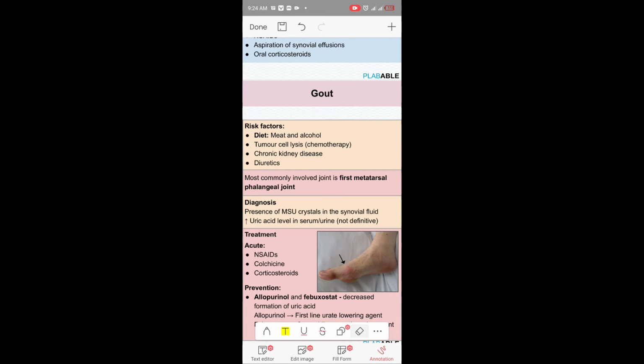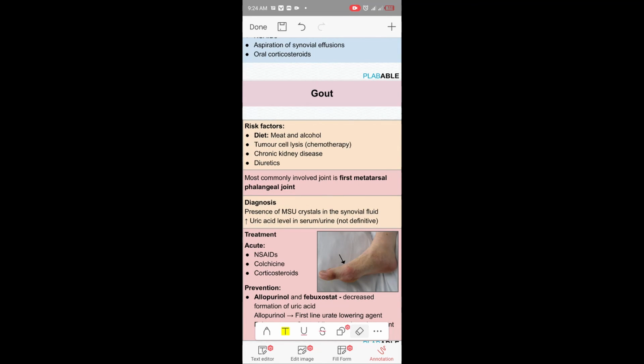There are certain things which are associated with gout, things which cause gout, like meat and alcohol, tumor lysis syndrome. Sometimes someone who is taking chemotherapy, particularly chronic kidney disease, those who are taking thiazide diuretics, or some of the ACE inhibitors as well, less likely, but yeah, thiazide diuretics. It most commonly involves, as I said, the first tarsophalangeal joint. How are you going to diagnose this patient?